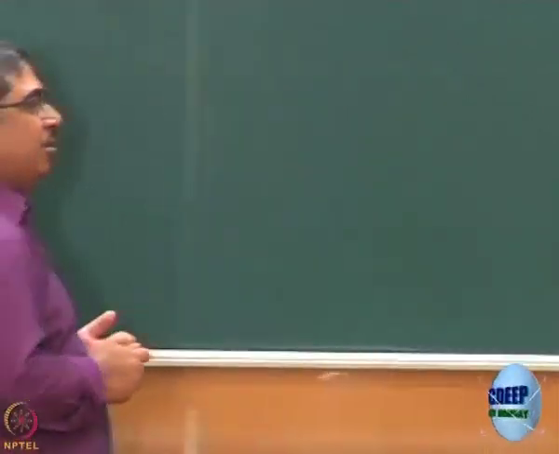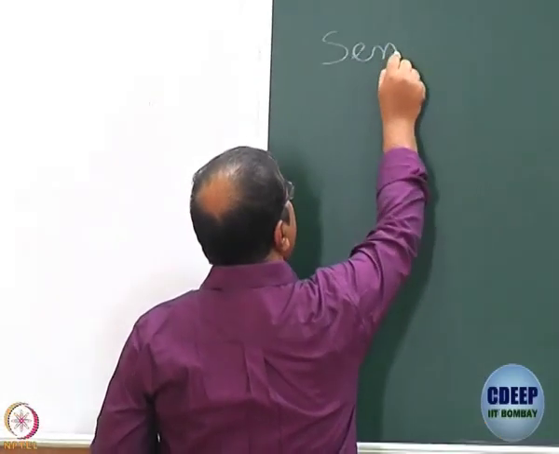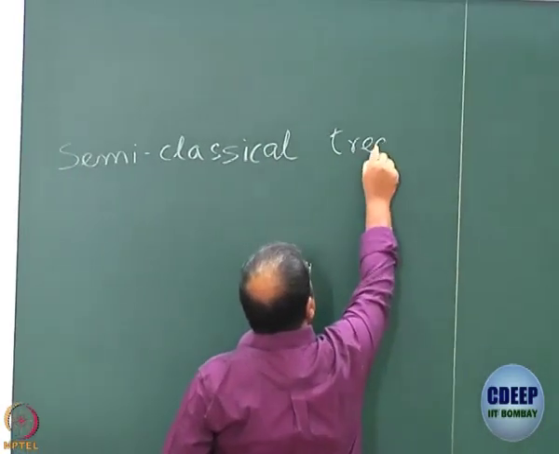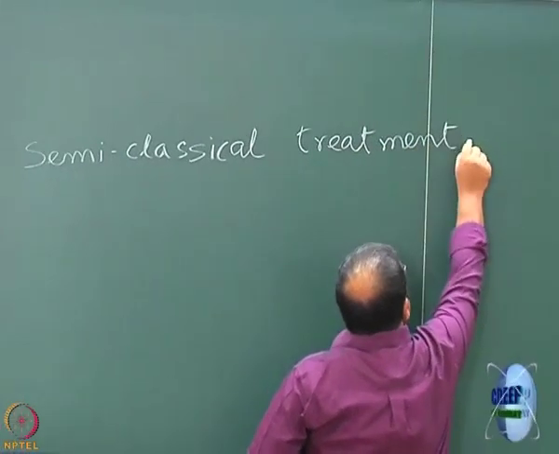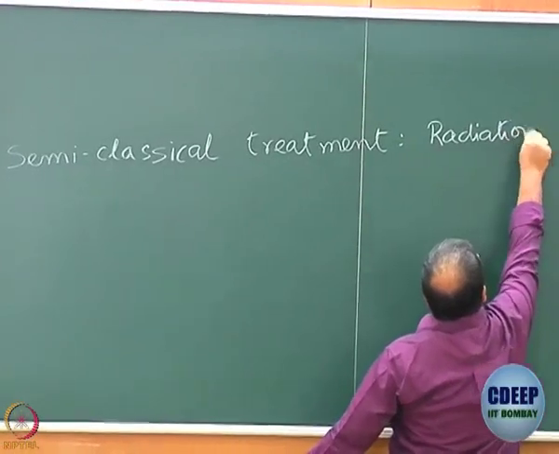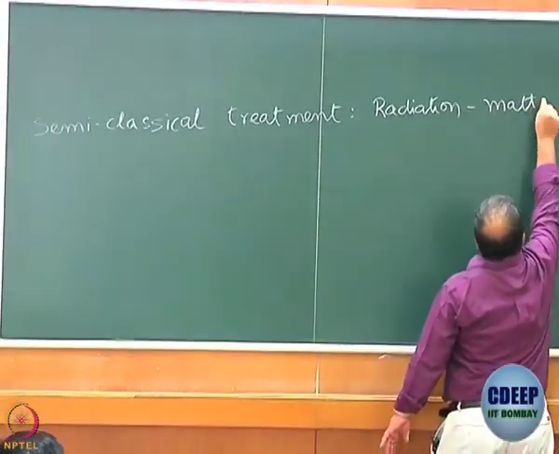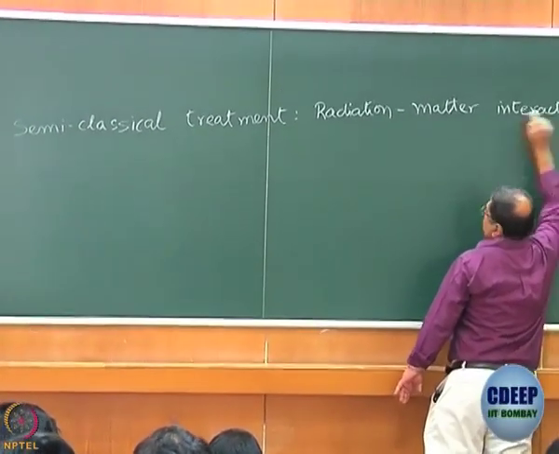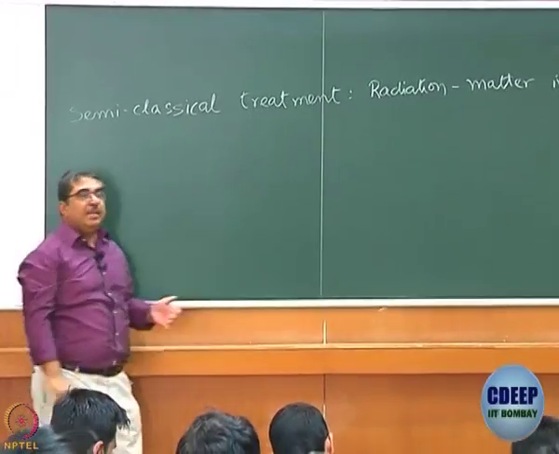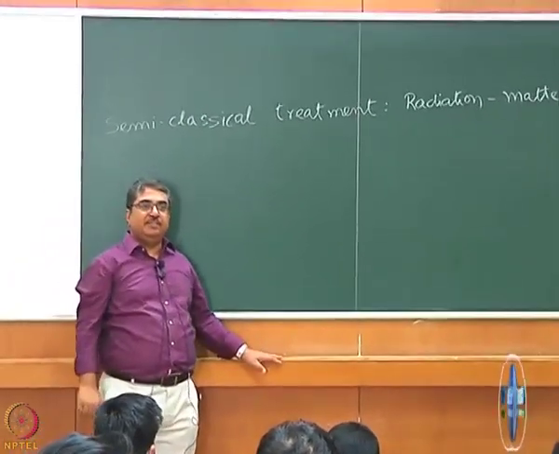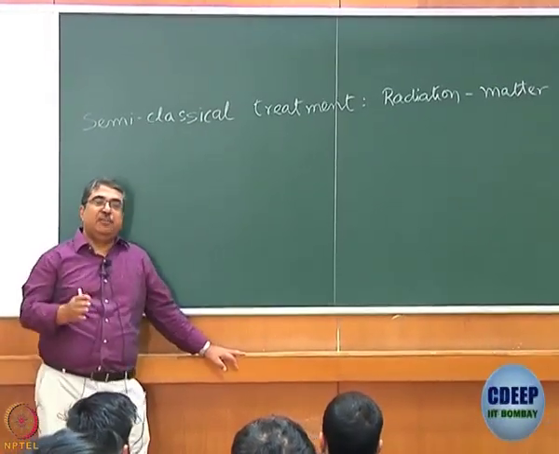We do that by performing a semi-classical treatment of the interaction of radiation with matter. When I say semi-classical, what we essentially mean is that we are going to model radiation in the classical way. What is a classical description of light? Light is an electromagnetic wave. What does that mean? Oscillating electric and magnetic fields.